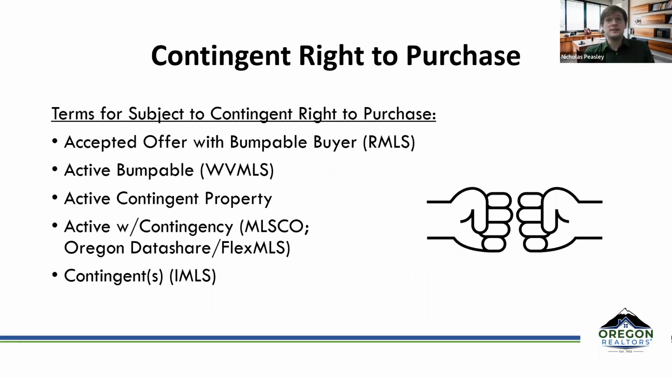When we talk about the contingent right to purchase, there are various terms you'll see around the state. Accepted offer with bumpable buyer in the RMLS, active bumpable in the Willamette Valley MLS. Some places will say active contingent property. I wasn't actually able to figure out which one that was in the state that does it, but in general, active contingent property is what other states will talk about this as. In the MLS, Central Oregon MLS or the Oregon Data Share Flex MLS stuff, they call it active with contingency. And in some cases, they just say contingent. And that's in the Intermountain Region MLS. All of these terms mean the same thing. It means you have a transaction with a contingency attached to it.